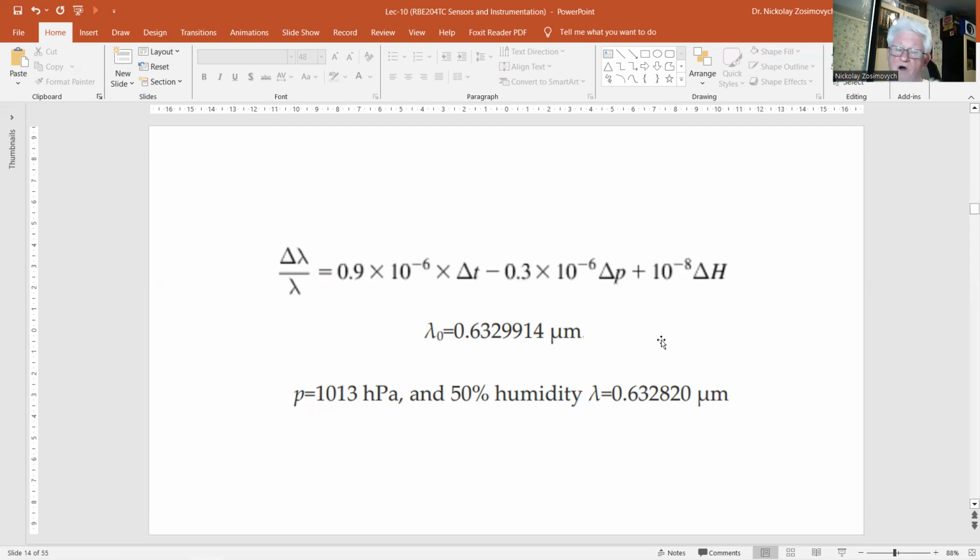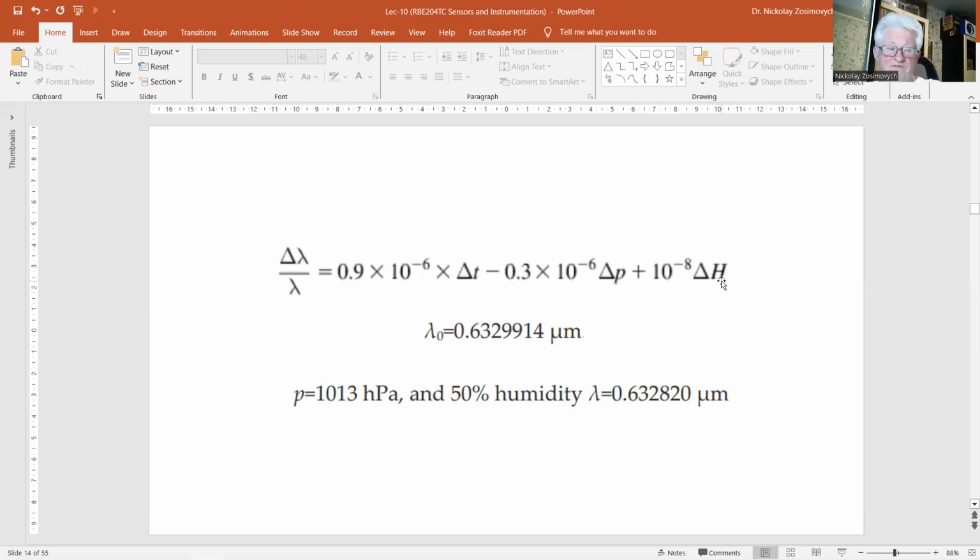For small variations of these parameters, an approximation for the wavelength change is given by this equation: delta lambda over lambda proportional to these coefficients times delta T, delta P, and delta H. In this expression, delta T, delta P, and delta H are the changes in temperature in centigrade, pressure in hectopascals, and relative humidity in percent, respectively.